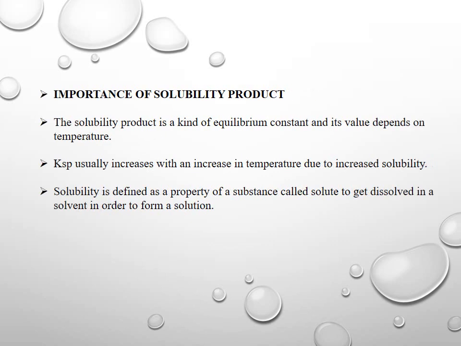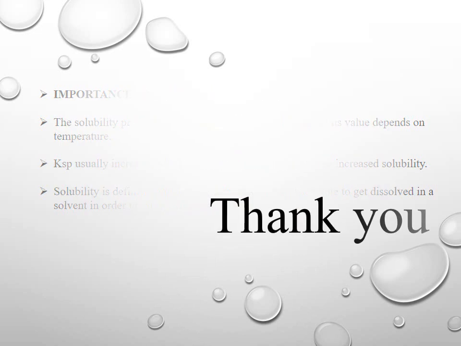Pattern of solubility product. The solubility product is a kind of equilibrium constant and its value depends upon temperature. Ksp usually increases with an increase in temperature due to increased solubility. Solubility is defined as the property of a substance called the solute to get dissolved in a solvent in order to form a solution. Thank you.